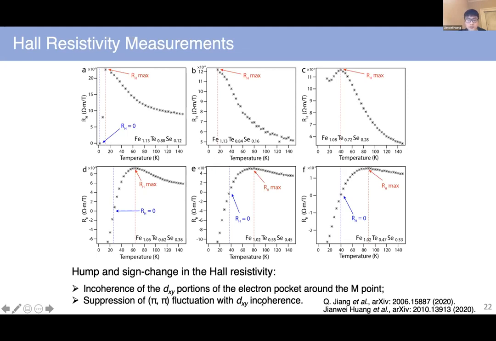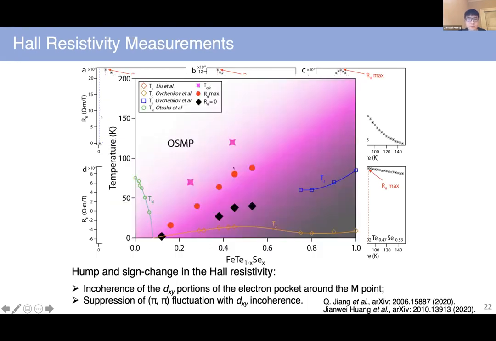Both interpretations also tell us that this characteristic temperature really marks where the dxy orbital becomes incoherent. We plot this characteristic temperature here. The trend really matches our ARPES evolutions well. And so based on all the observations, we draw the conclusion that this iron tellurium compound is indeed in proximity to this OSMP ground state.